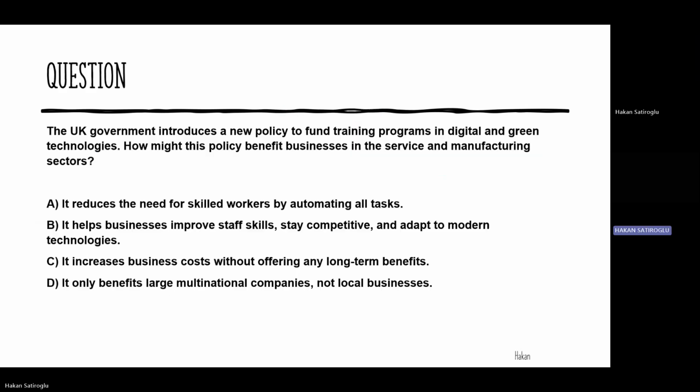This is one of the questions. I just want you to stop this video, read and find the correct answer. Okay. I think, you stop and you find, the correct answer is B. It helps the government introduce new policies and fund training programs in digital and green technologies. How might IT policy benefit businesses in the service and manufacturing sector? It helps improve staff skills, stay competitive, and adapt to modern technologies.